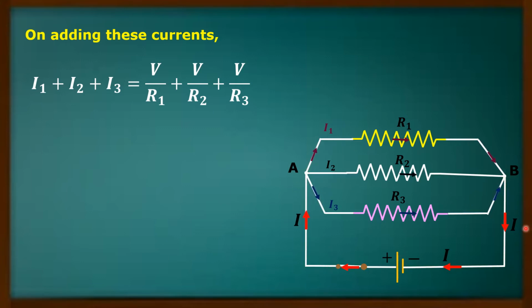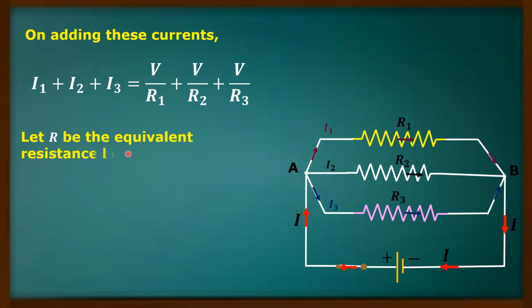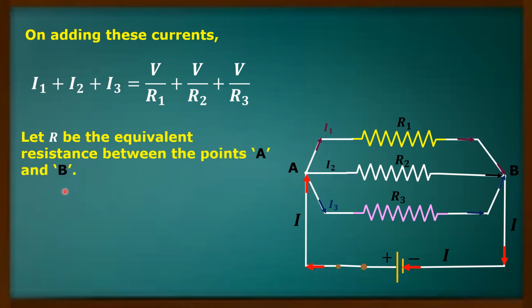flows in the circuit. These three resistors are drawing some current, say I, from the battery. If I remove these three resistors and I join a single resistor, that also draws the same current from the battery. Okay, so first turn the switch off here. Let R be the equivalent resistance between the points A and B. That means I am going to join a single resistor between A and B whose resistance is equal to the given three resistances.